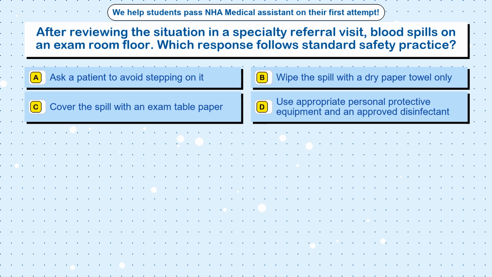Question 48. After reviewing the situation in a specialty referral visit, blood spills on an exam room floor. Which response follows standard safety practice? Option A. Ask a patient to avoid stepping on it. Option B. Wipe the spill with a dry paper towel only. Option C. Cover the spill with an exam table paper. Option D. Use appropriate personal protective equipment and an approved disinfectant.